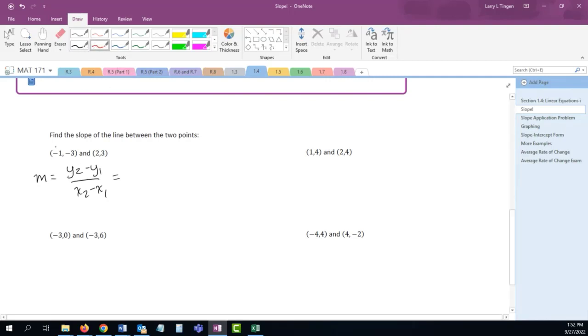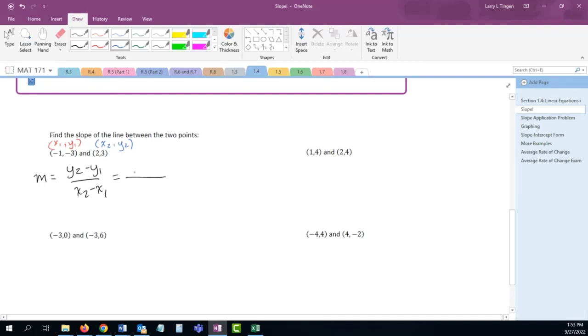So for me, I always let the first point I encounter be x1, y1, and the second point I encounter be x2, y2. I used to try to pick the ones I wanted to make the subtraction easier, but then I found I was always trying to remember, okay, if y2 is from the first one, then the second one's y1, and it just got to be a mess. So it's just easier for me to always remember that the first point I run into is x1, y1, the second point I run into is x2, y2.